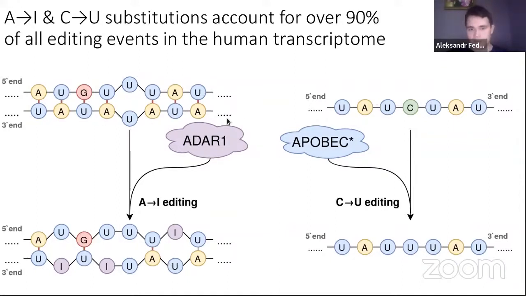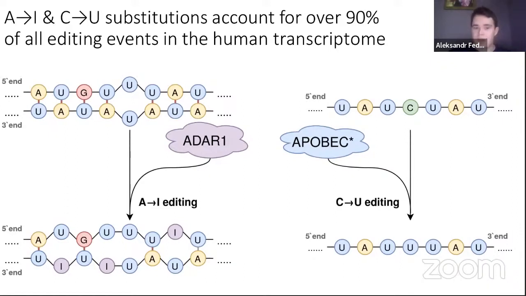The second type of common editing, cytosine to uracil deamination, is done by the APOBEC family of proteins, and it's in fact sequence specific. So APOBEC binds uracil- and adenosine-rich sequences and deaminates cytosine to uracil. Okay, so these are the two most common types of editing. It's likely that you will observe these substitutions in real data sets and maybe focus on these substitutions. In terms of biology, these two types of editing are extremely important and involved in several cellular processes.